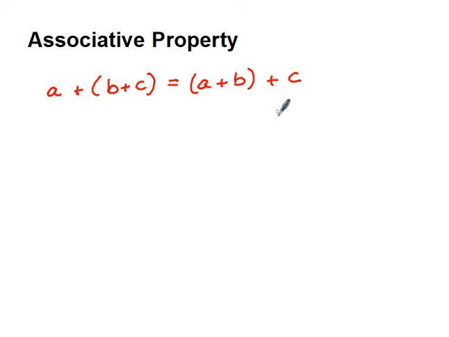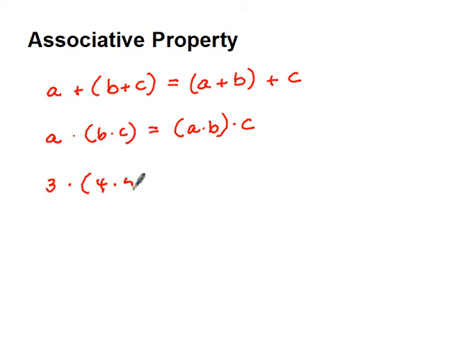There's also the multiplication version of the associative property. A times the quantity B times C is equivalent to the quantity A times B times the value of C. So let me give you a couple examples rather than using variables here. Let me go ahead and put in some numbers in place of our variables. So instead of the A for our multiplication example of associative property, I'll go ahead and put in a 3. Instead of the B, I'll put in a 4. And instead of the C, I'll put in a 5.